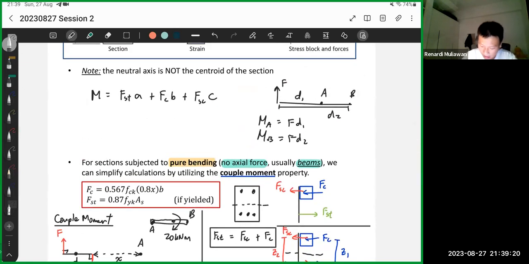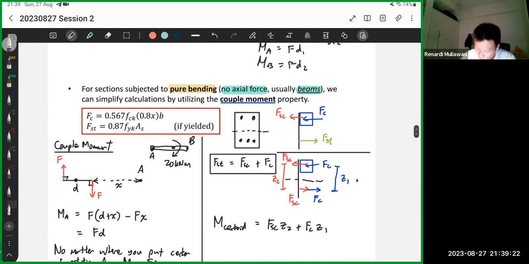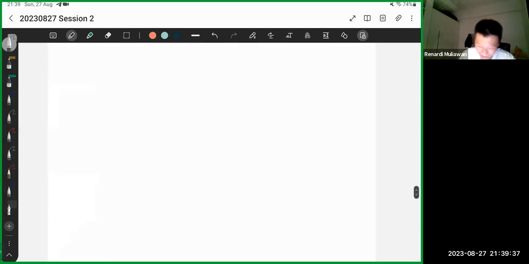The second one, it's not just this. There's a normal force, something like this. So it becomes FST equals FSC plus N. That's for columns later, but for now we talk about beams. Okay, sorry for the sidetrack.